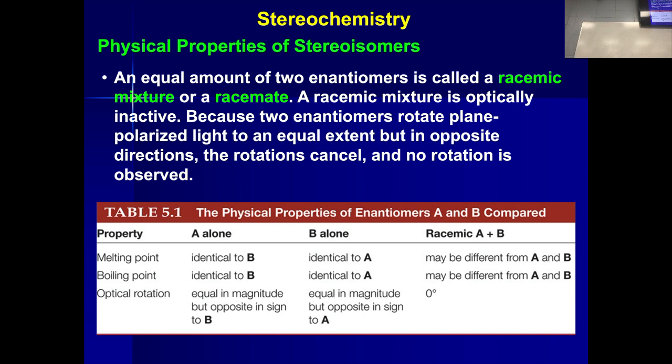Optical rotation is the one thing that we can use to distinguish one enantiomer from another. There are a couple other techniques we'll talk a little bit about, but this was the early one. What is plane polarized light?